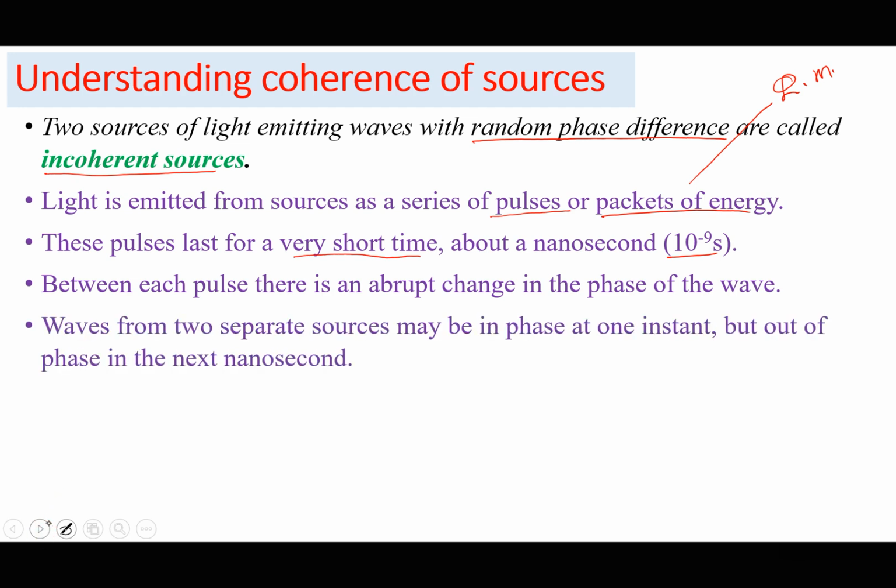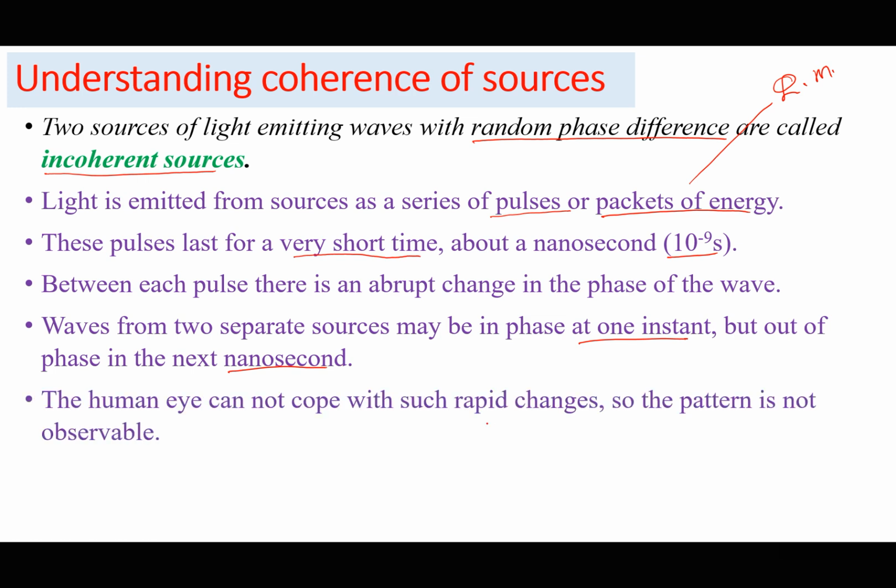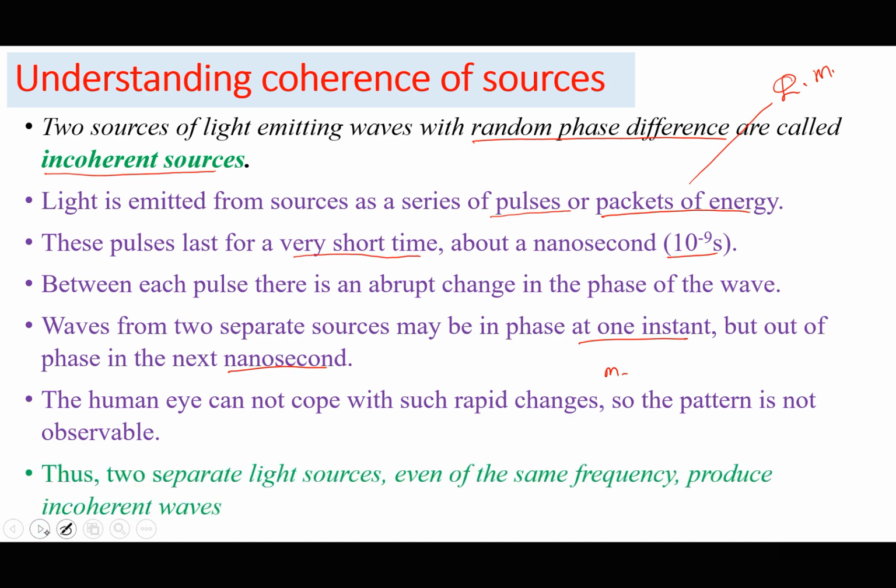So if I have two separate sources, even if they are joined to the same power supply, waves from them may be in phase at one instant, but out of phase in the next nanosecond. The human eye cannot cope with such rapid changes, so the pattern of maximum intensity, minimum intensity, maximum, and so on will not be observed. Thus, two separate light sources, even of the same frequency, will always produce incoherent waves.